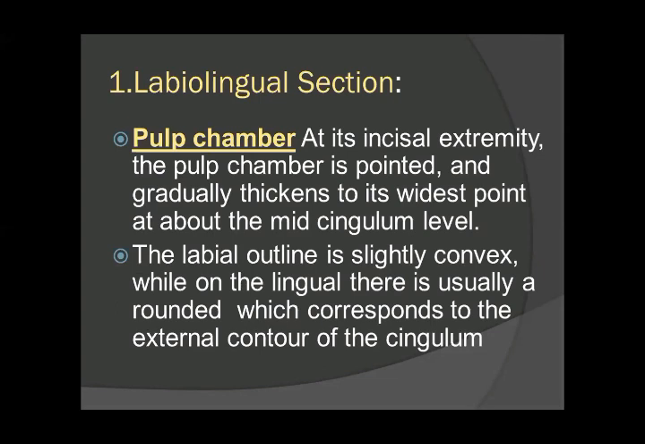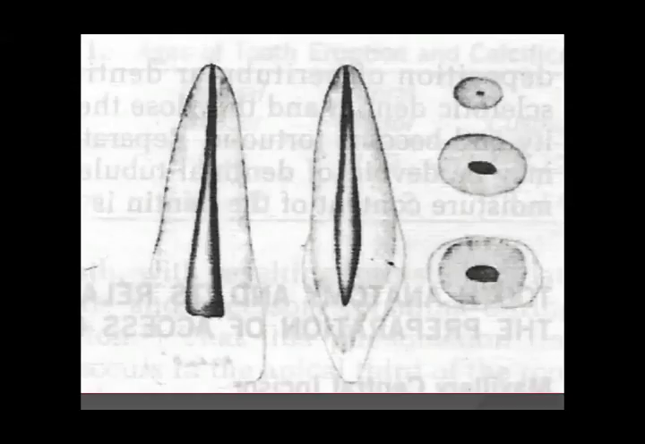In the labiolingual section, at the incisal extremity the pulp chamber is pointed, and it is usually thickest at its widest point at about the mid-cingulum level. The labial outline is slightly convex, while on the lingual there is a bulge, which corresponds to the external contour of the cingulum. This is the labiolingual section.